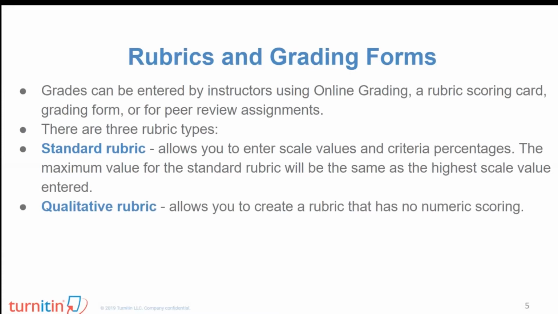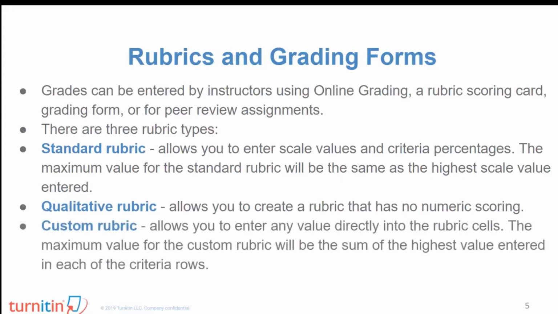We also have a qualitative rubric that has no point values or weights. It allows you to create a rubric that has no numeric scoring. And then there's the custom rubric. This allows you to enter any value directly into the rubric cells. The maximum value for the custom rubric will be the sum of the highest value entered in each of the criteria rows.